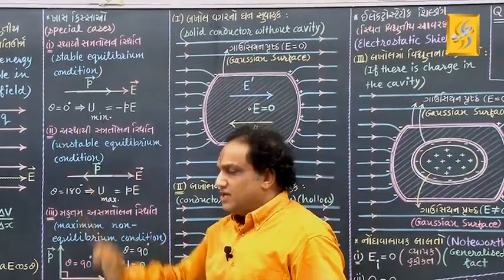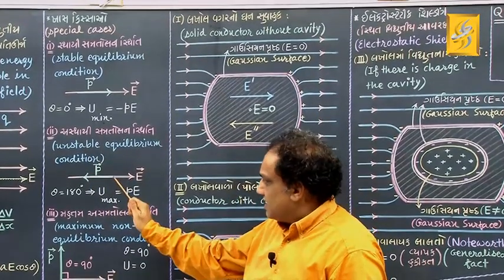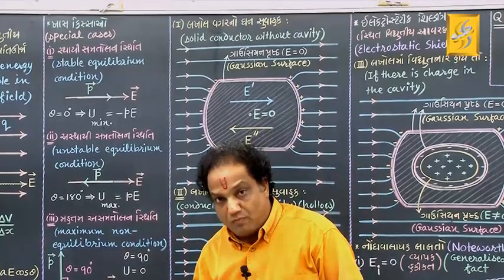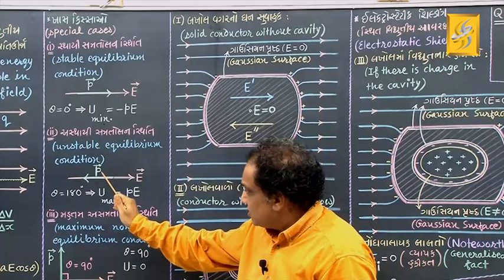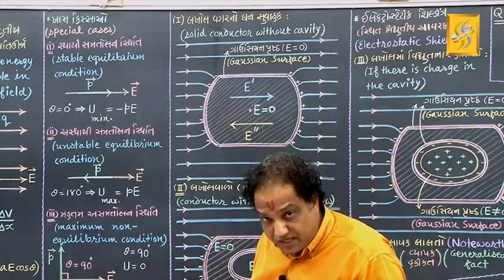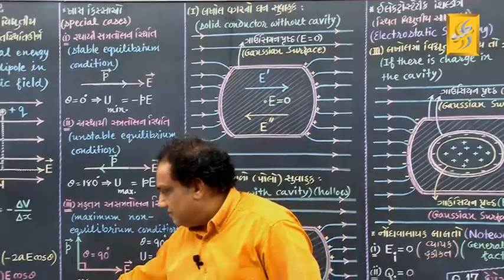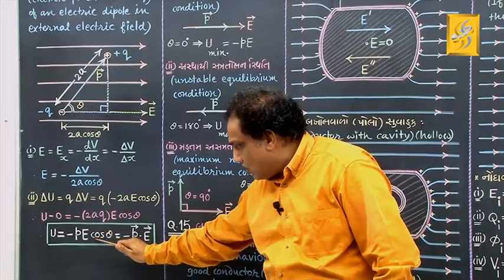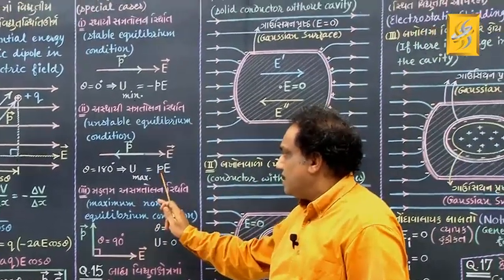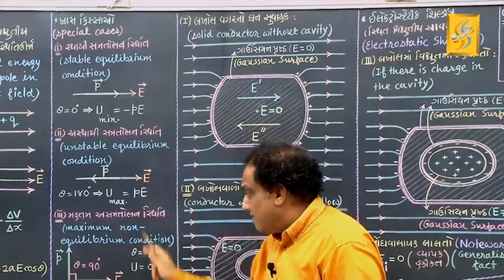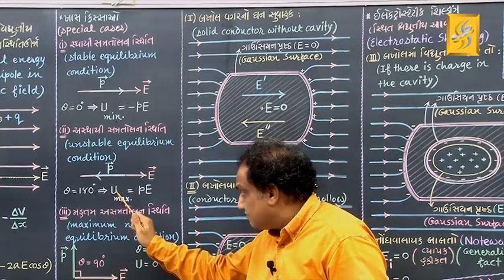Then we go for the second condition, unstable equilibrium condition. Look, consider an electric dipole having dipole moment just opposite to the external electric field. Because these two vectors are in opposite directions, the angle theta between them will be 180 degree. Put it here. When theta is 180 degree, cos 180 degree is minus 1, minus minus plus, so plus PE. Among the 3 values here, this is found to be maximum. That's why I am writing U maximum, correct?